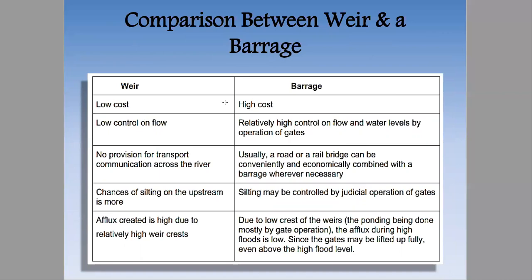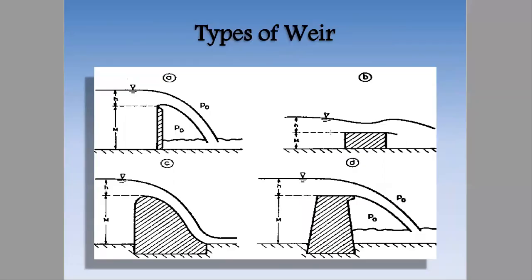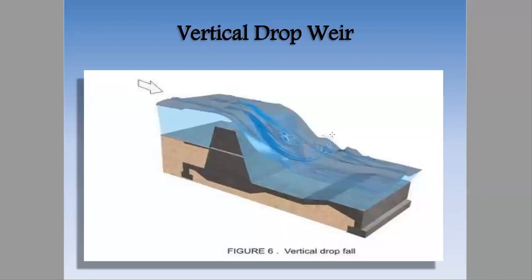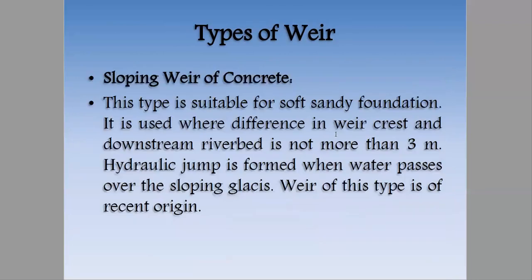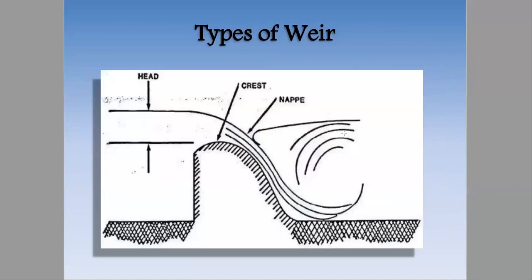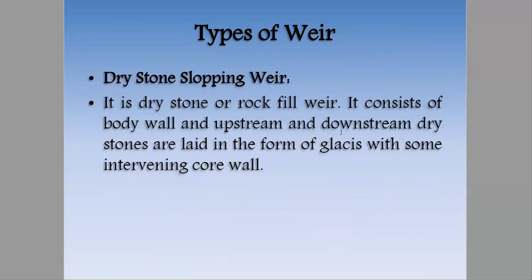We have studied that cost is higher in barrage. Okay, and we have low control in weir and high control in barrage. Chances of silting also increase in weir, but it is controlled in barrage. Another thing is high efflux in weir and low efflux in barrage. Then we have studied different types of weir: vertical drop weir, then sloping weir of concrete, then parabolic weir, and last dry stone sloping weir.